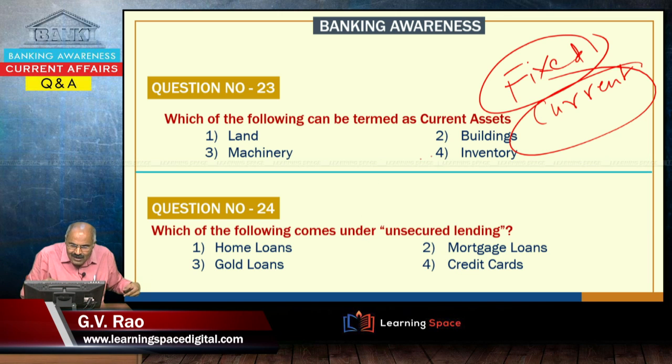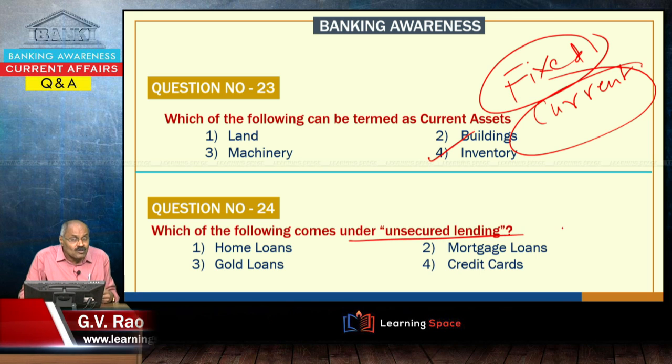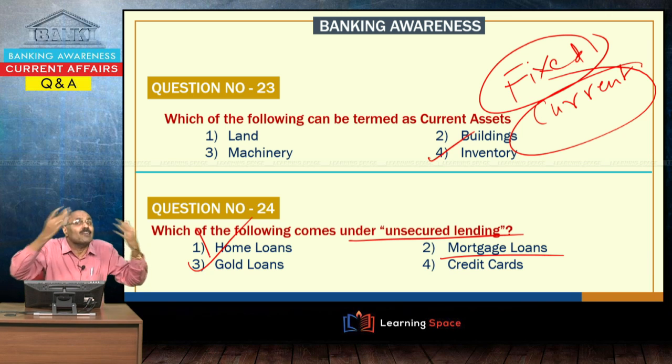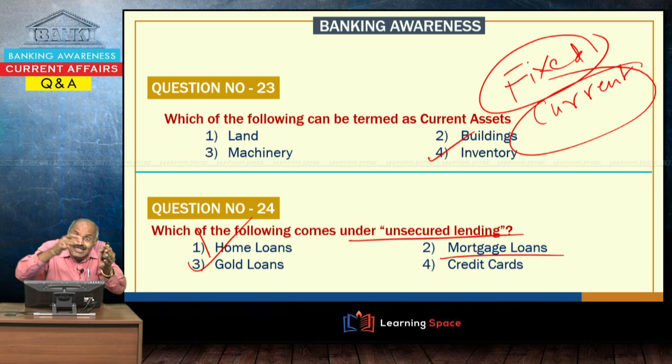Which of the following comes under unsecured lending? Home loans are secured lending. When they give a loan, my home is the security. Then mortgage loans, where I am mortgaging my property. Gold loan, where I am pledging my gold. Please understand the difference between pledge and mortgage. For land and buildings, we use mortgage, and for gold, we use pledge.